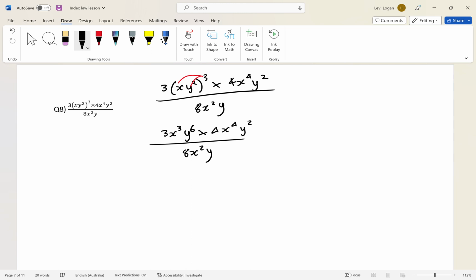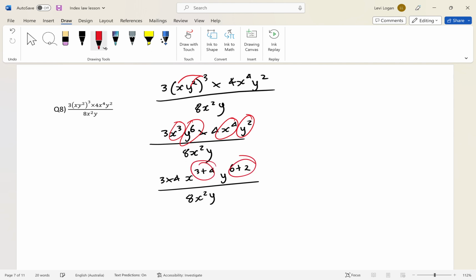So we're going to have 3 times 4, x to the 3 plus 4, y to the 6 plus 2, all over 8x squared over y. All I did was apply my indices laws to my x's and y's. That's all I did to get to here, okay? If you didn't understand that, leave something in the comments.